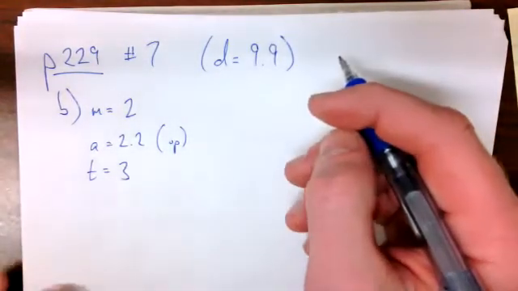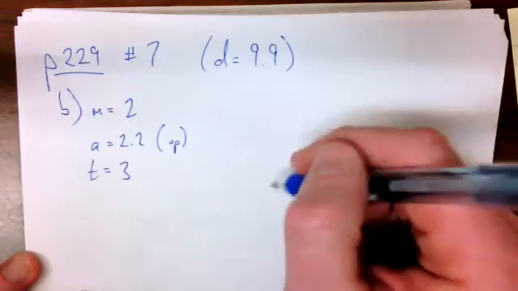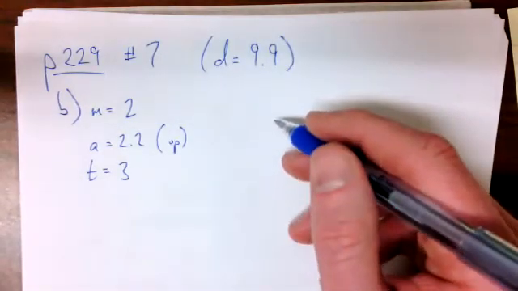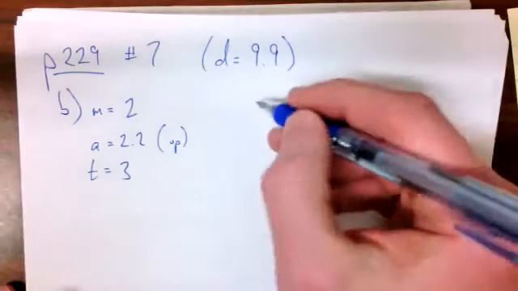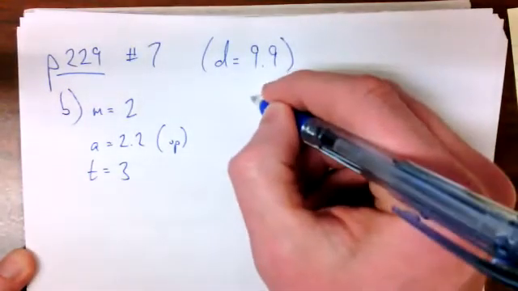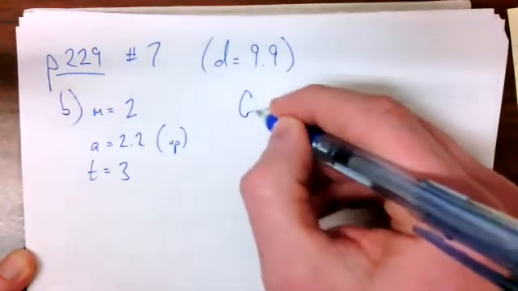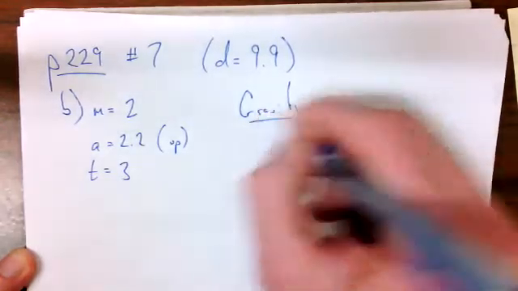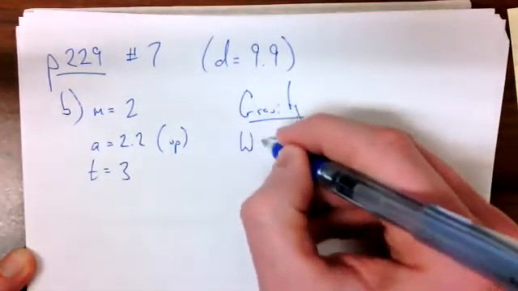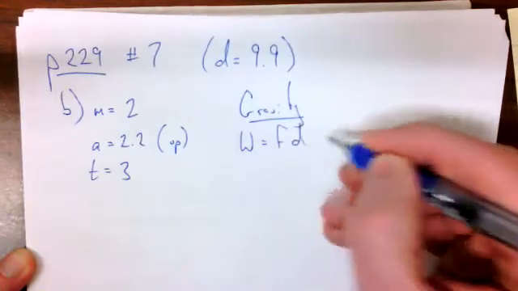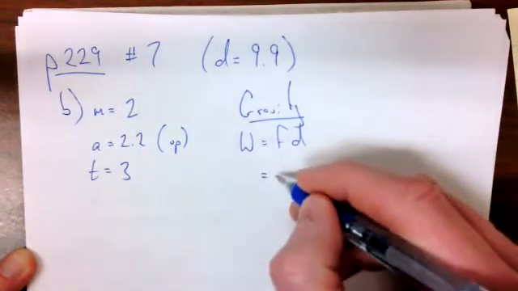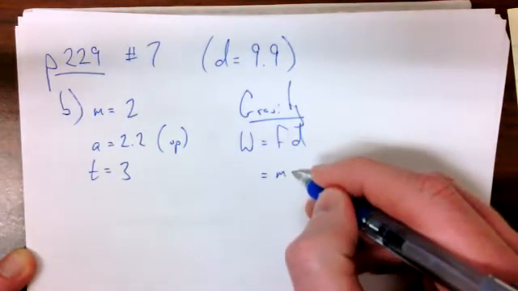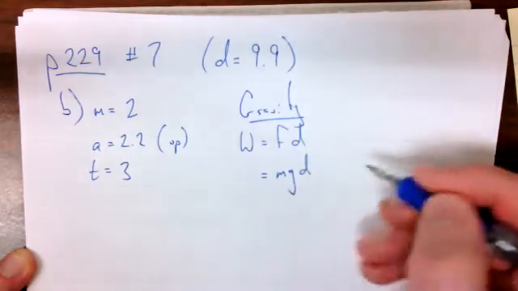Calculate the work done by each force acting on the bucket. You've got a rope and you've got gravity. So there's 2 parts to this question here. If we start with gravity, doesn't matter which one you start with, the work that it's doing, work equals force times displacement. Force is mass times gravity, so it's mgd.